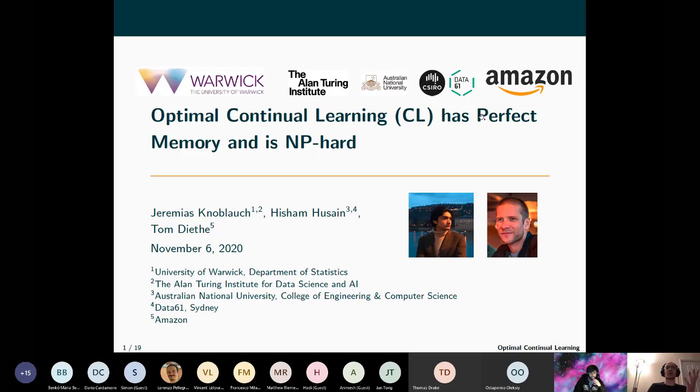So this work is called Optimal Continual Learning Has Perfect Memory and Is NP-Hard, because these are the things we show. And when I say optimal continual learning, what I mean is continual learning that does not suffer catastrophic forgetting in a way that I'll obviously define more concisely later on. This is joint work with these lovely gentlemen that you see on the slide here. To the left, you have Hisham, who's a brilliant mathematician currently based in Australia. And to the right, you have Tom, who's working at Amazon in the UK.